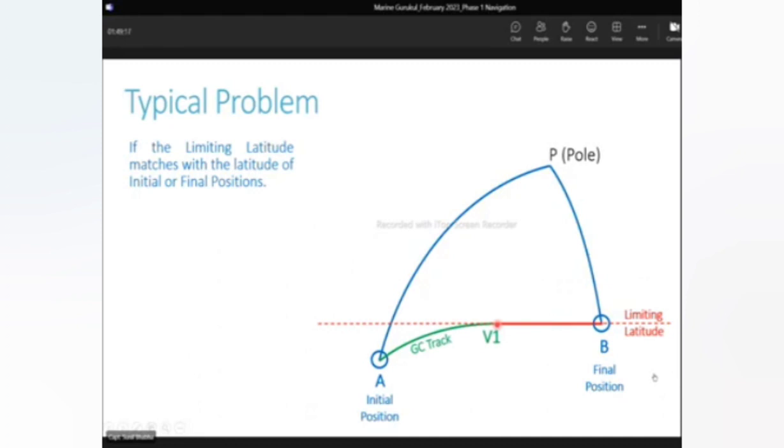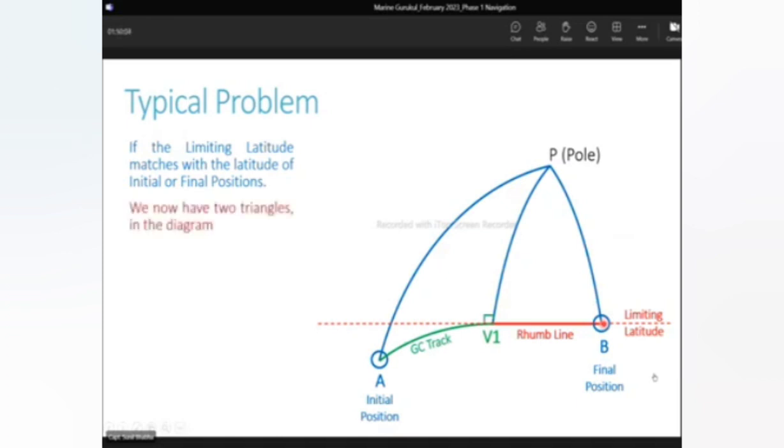Let's mark off the meridian of vertex 1 also. So you can see the meridian of vertex 1 marked on the plot. PV1 is the meridian of our vertex. The green color track is the GC track passing from position A and having its vertex at limiting latitude. The red color track V1B is the rhumb line track from the vertex 1, which takes us to our final position B. So we have the diagram completed on the screen now.